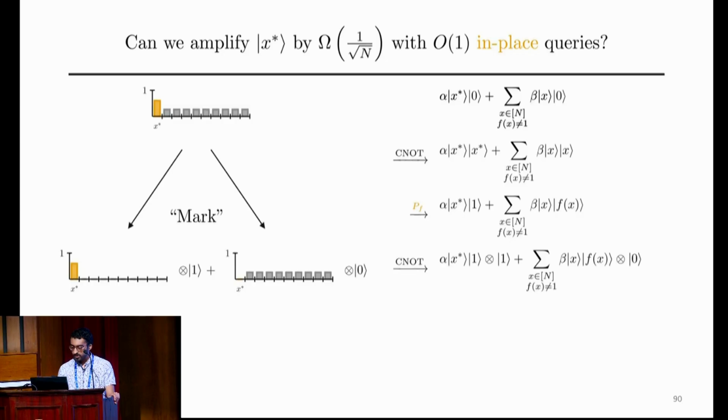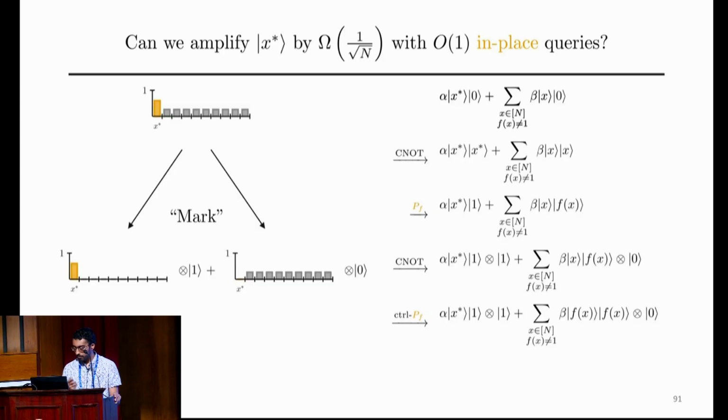But note that this isn't very good. We're not going to be able to interfere these 2 branches because we have garbage on the second register. That second register contains f of x. And so in order to get rid of this garbage, we might try the following. The first thing we do is controlled on the flag being 0, we're going to apply an in-place query to the first register. And it's not immediately obvious that we have access to controlled in-place queries, but in our paper, we show a construction for it. It's quite strange, so I recommend you look at the paper.